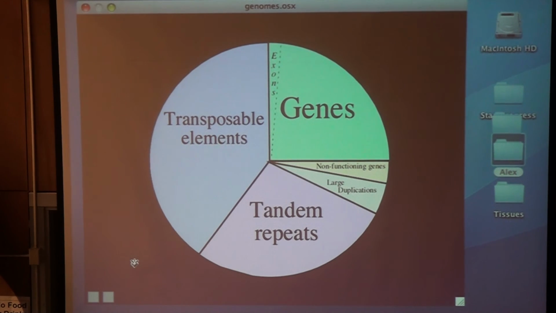So it sort of begs the question, what is the rest of all this stuff? Well, some parts of your genome are non-functional genes. There are some parts called large duplications, other parts called tandem repeats, and other parts called transposable elements. And notice the transposable elements actually make up the largest portion of it. Well, I'll tell you what, let's stop here. When we come back on Friday, I'll finish off what the other parts of the genome are.